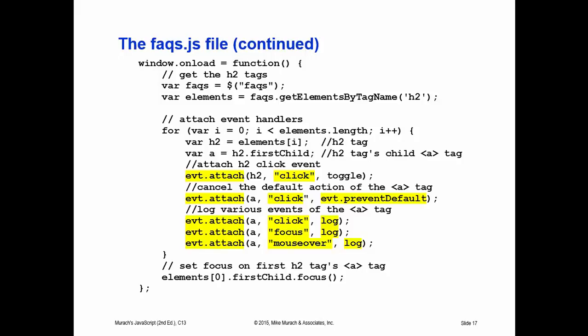And the onload event attaches several event handlers. This demonstrates how you can attach more than one event handler to an element, and you can attach more than one event handler to a single event. So again, what you see in yellow is basically the new stuff in there, or the newer stuff, I guess, that's in there.